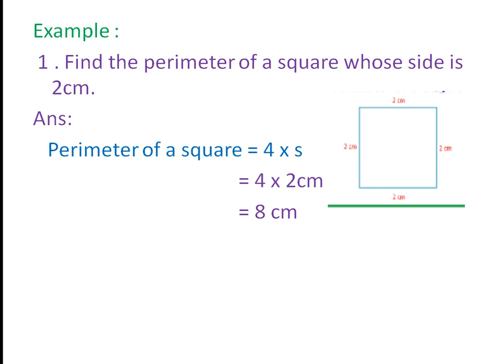I will give you more examples from our math textbook, exercise 10.1. In that, more examples are there. I will give you those examples also. This is about the perimeter of the rectangle and the perimeter of the square. The perimeter of the rectangle formula is 2 multiplied by L plus B, and the perimeter of the square is 4 multiplied with side. Those are the 2 formulas. In this chapter, formulas are very important.